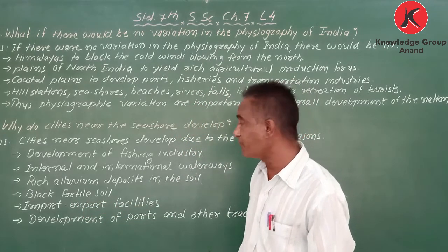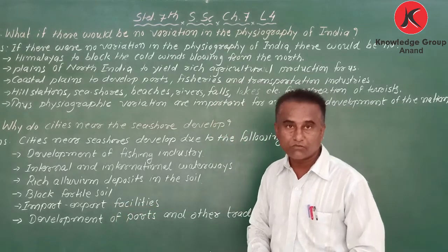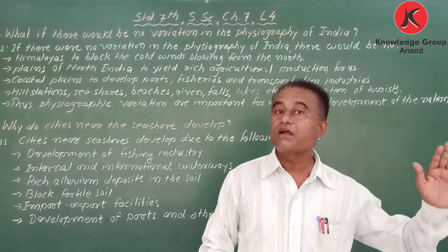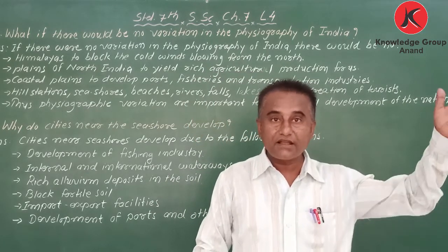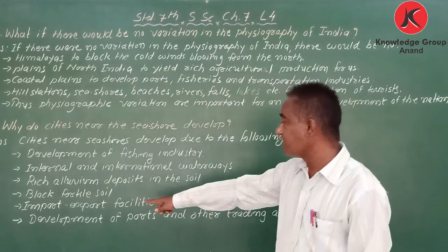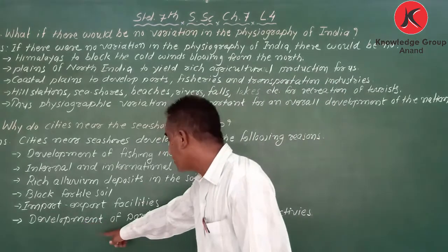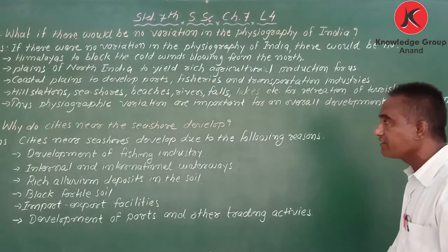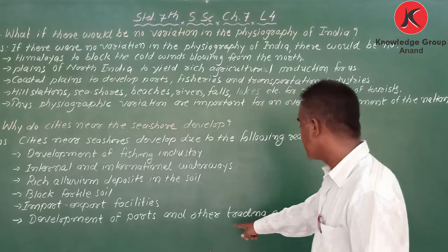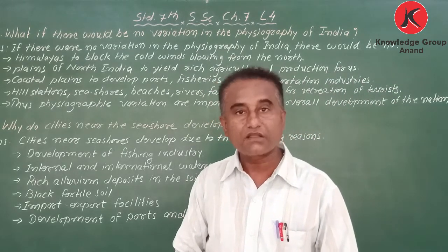Next, black fertile soil. Next one is import and export facilities. We are sending goods out of the country, and other countries are sending goods to us also. And the last one is development of ports and other trading activities. Because of these, cities near the seashore develop.